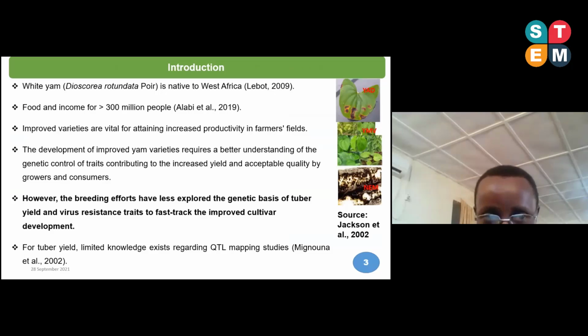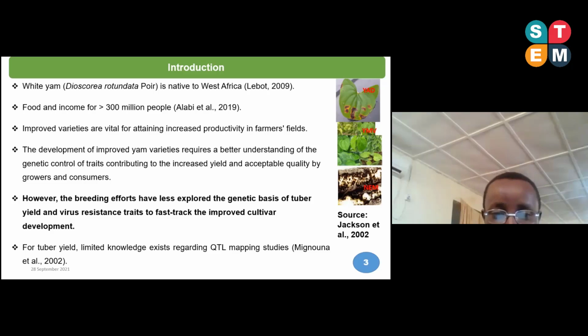YAM obviously provides income and food for over 300 million people around the globe. It is very important. Development of clones is really important because it contributes to food security and it has other applications. However, breeding efforts have less explored the genetic basis of tuber yield and virus resistance traits that are quite needed even to fast track the improvement of cultivars regarding this particular species.